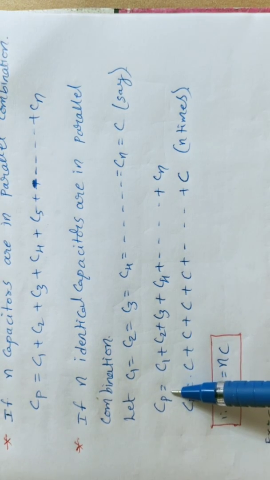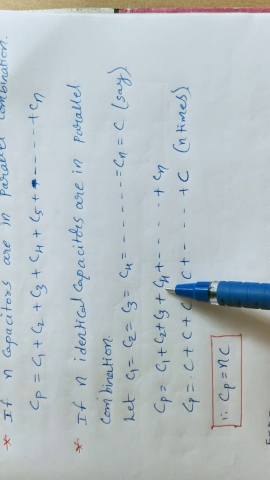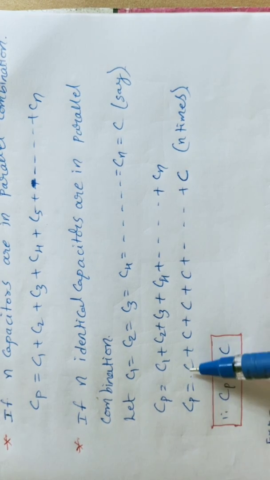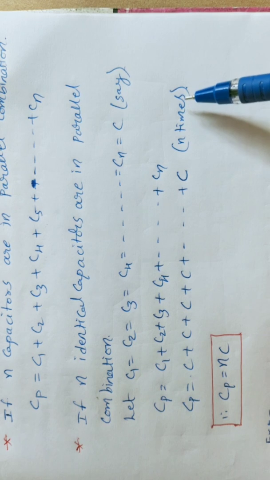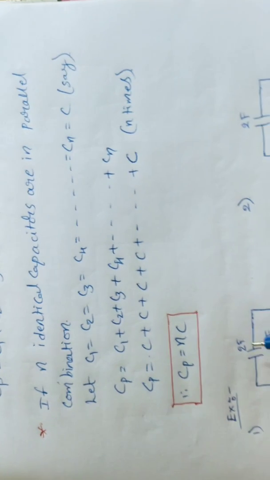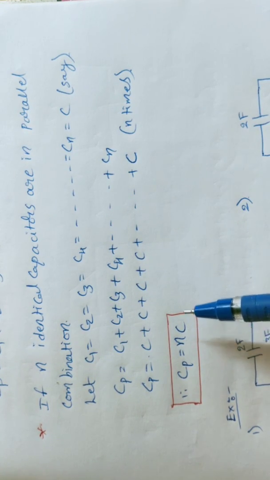Here CP is equal to, we already have one formula, C1 plus C2 plus C3 plus C4 and so on up to Cn. All these values are identical. So CP is equal to C plus C plus C plus C and so on. How many capacitors have we taken? N capacitors. So how many times is C added? N times. Therefore finally CP is equal to N into C.